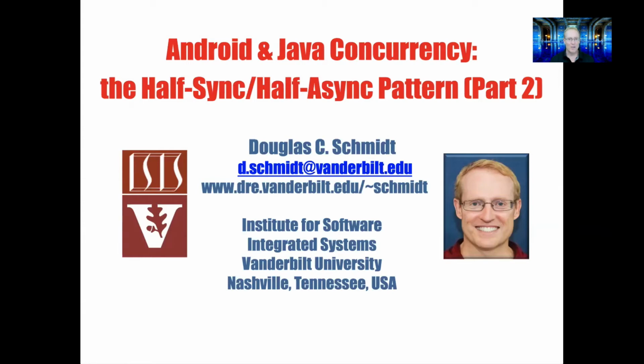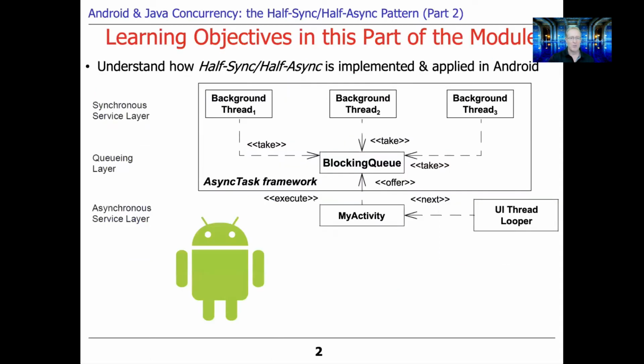So now that you know a bit more about the half-sync, half-async pattern, let's turn our attention to how it's actually implemented in practice. And we're going to talk about how it's implemented and applied in the context of Android. And you'll see that, as is often the case, the Android concurrency frameworks that implement these patterns also themselves rely on various Java concurrency frameworks.